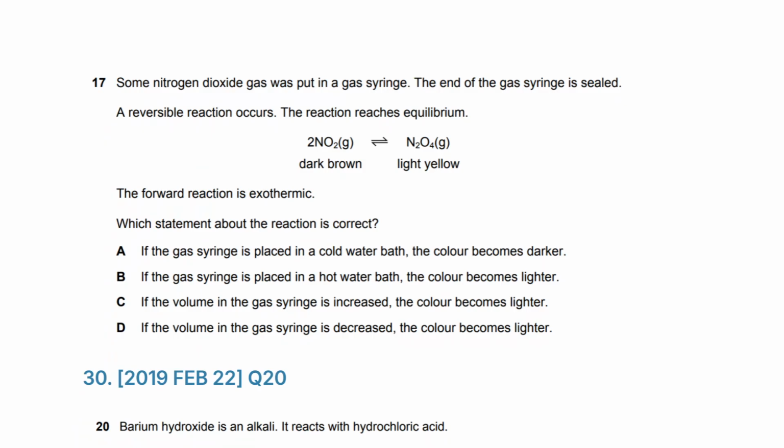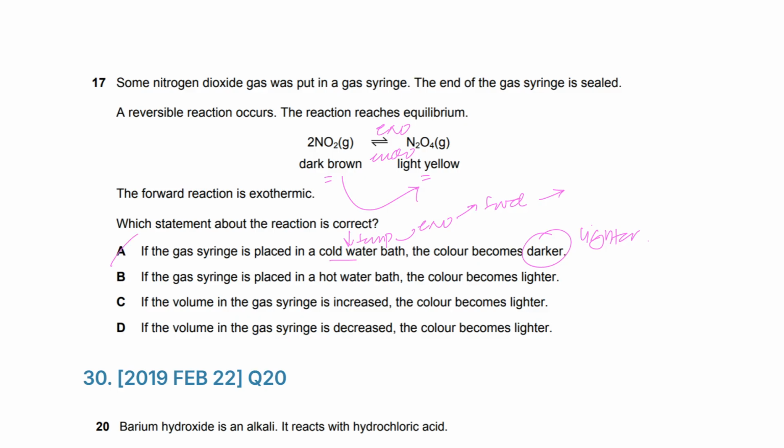Some nitrogen dioxide gas was put into a gas syringe. In its equilibrium, the forward reaction is exo, so backward would be endo. Which statement is correct? If the syringe is placed in a cold bath, you've decreased the temperature. Decrease in temperature favors exothermic, which is the forward reaction. The forward reaction means the dark brown would go into lighter brown or darker yellow. So does the color become darker? No, it becomes lighter. This dark brown color becomes lighter, so it can't be A.